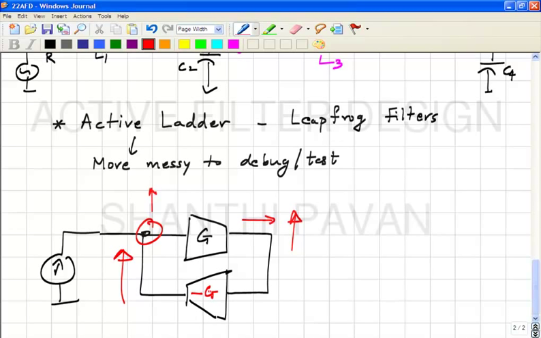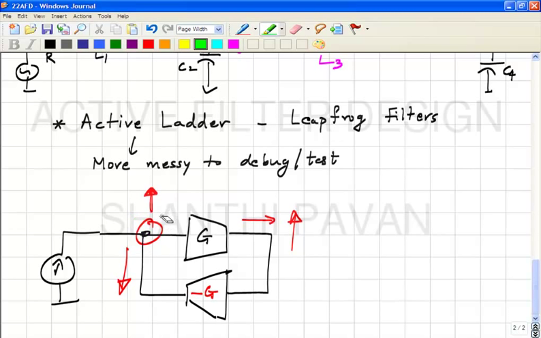what will happen? If this tends to go up, this will also tend to go up. However, that will cause this guy to pull the voltage down, thereby keeping this voltage at 0. The only stable point is when that potential is 0. Does that make sense? The sign of G and minus G can be interchanged. No problem. Correct?